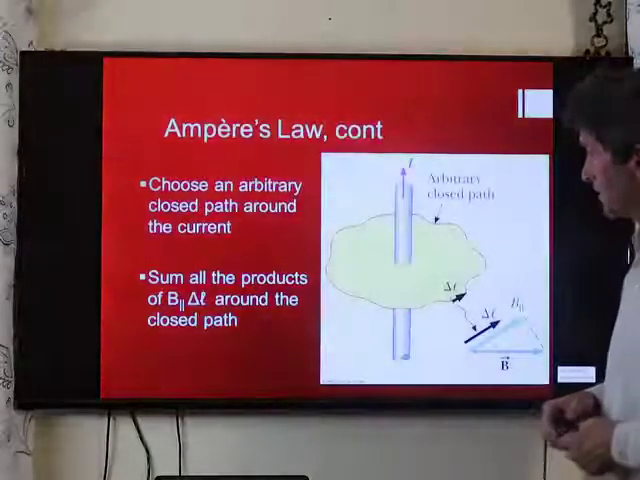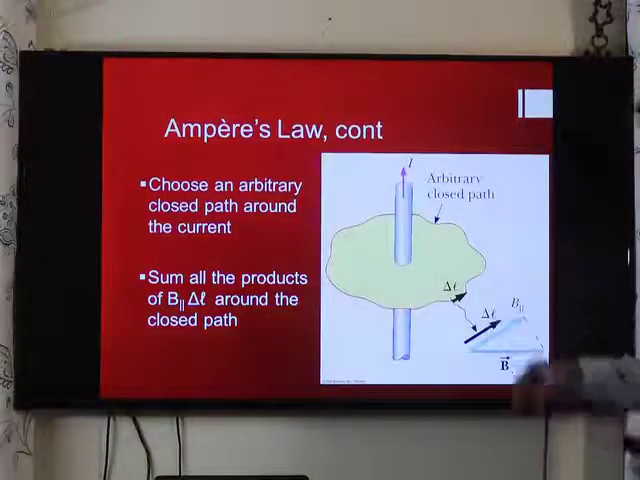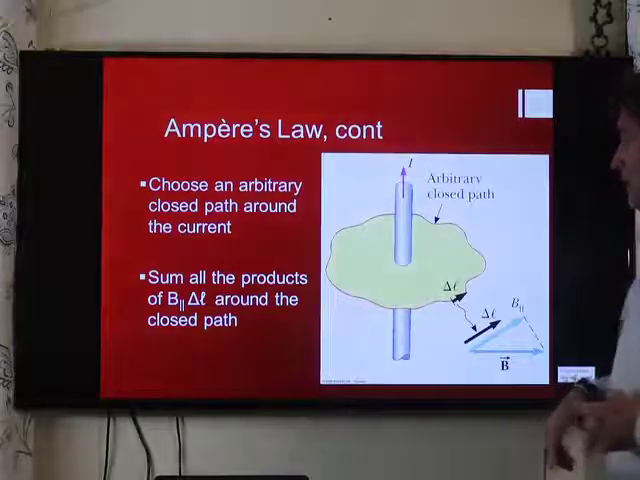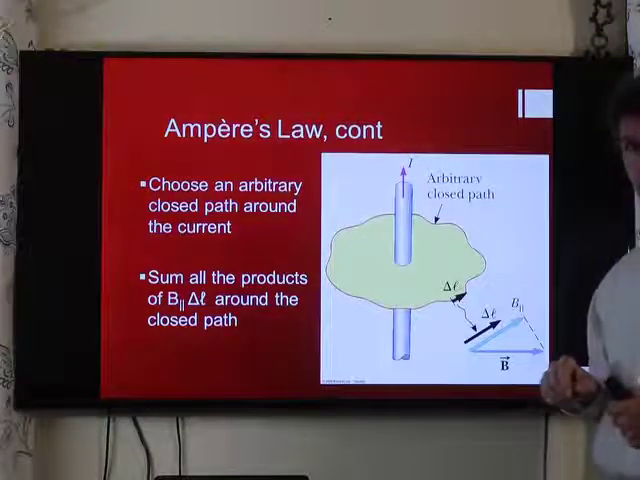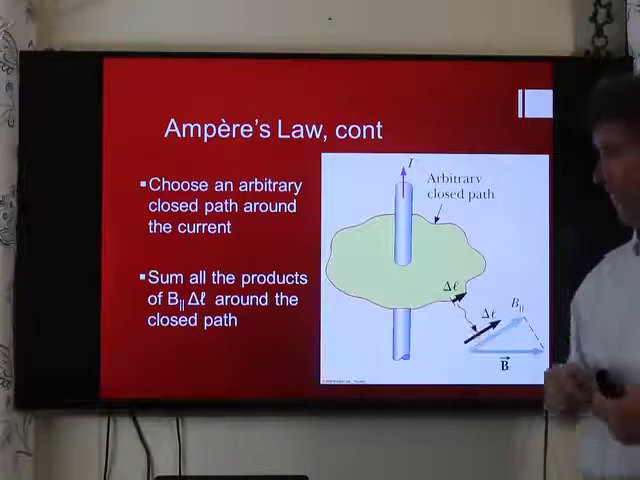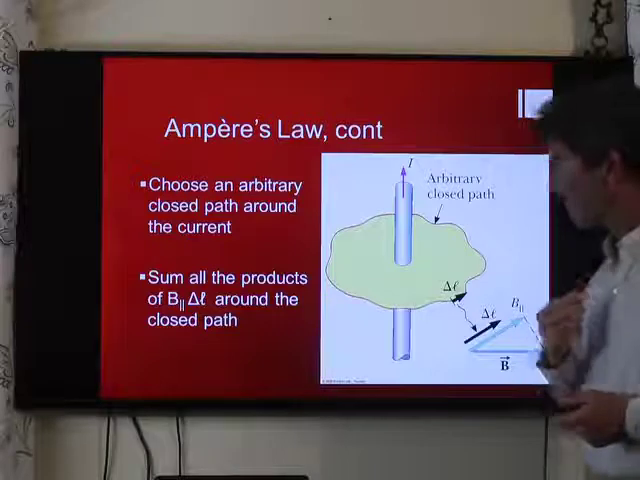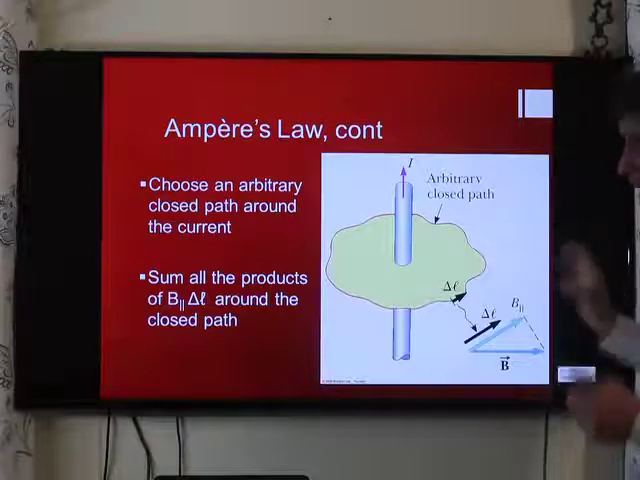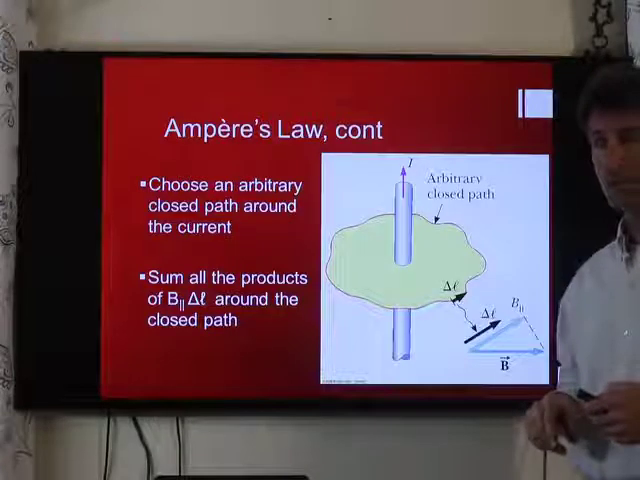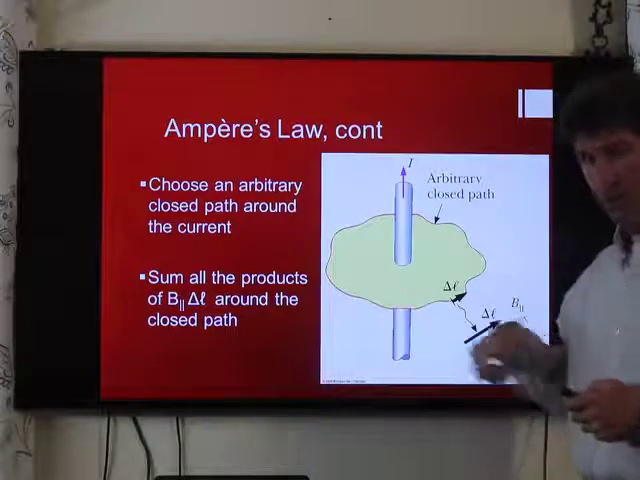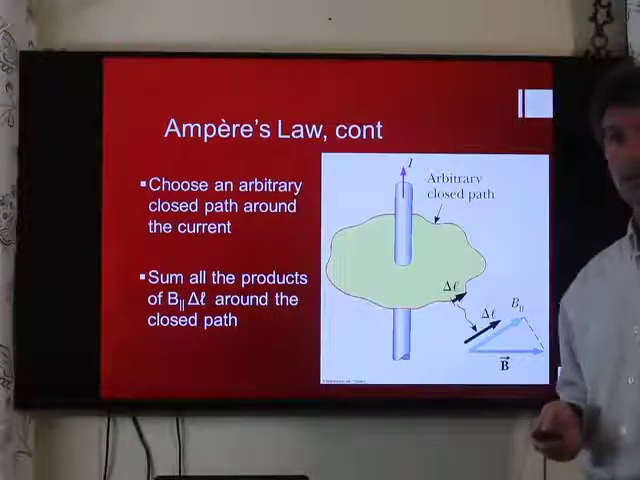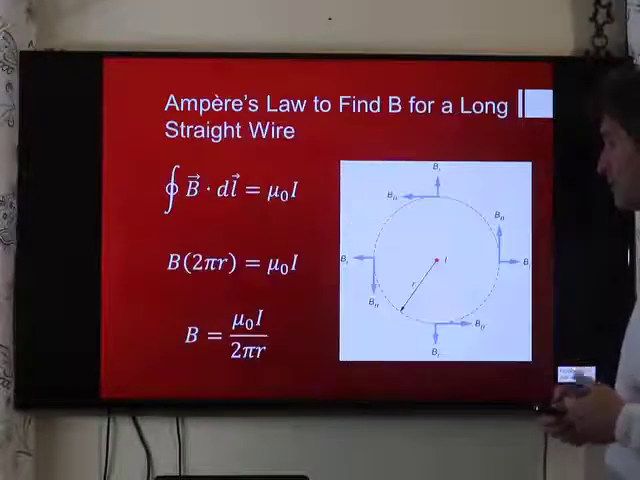So for instance, if you just have a random loop going around a current, that magnetic field is going to vary based on the radius. We've already seen that earlier. So again, we want to match our symmetry of the loop to the wire. In this case, if we have a symmetrical loop around the wire, then Ampere's law is going to work because the magnetic field will be constant. We can solve that particular problem.